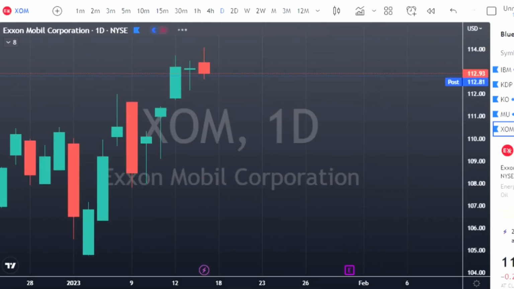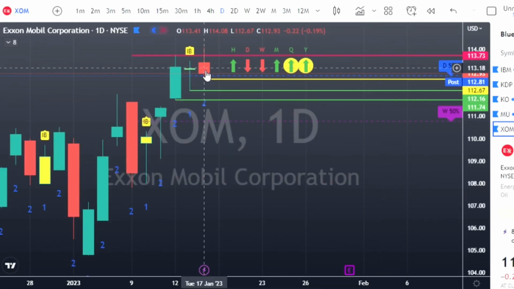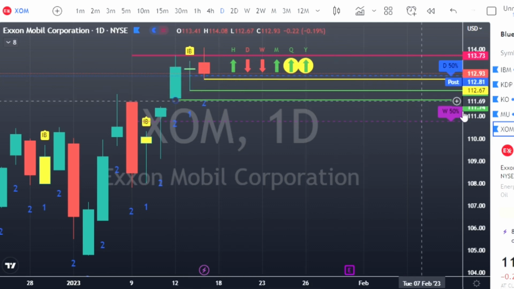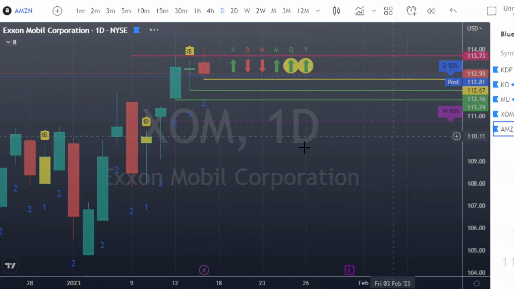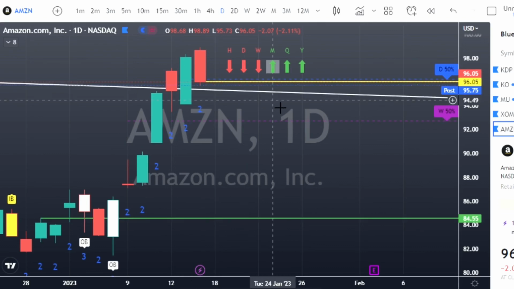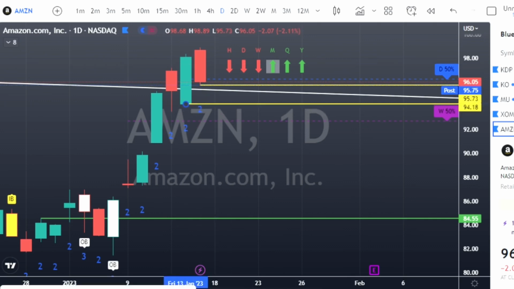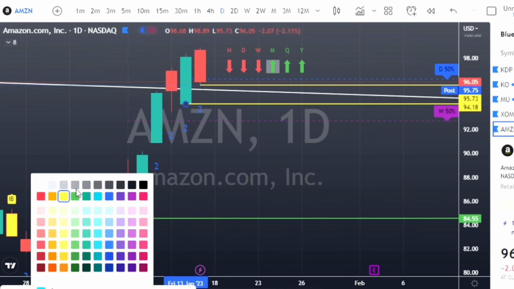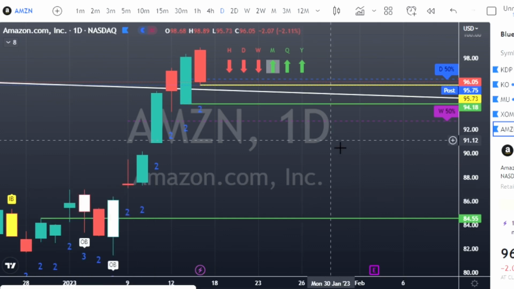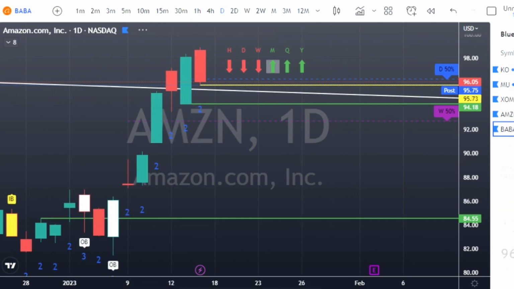We'll move on to XOM, 2 up, finished red, 122 rev strat, puts at 112.67. Amazon, 2 up red. So again, we'll look for puts here at 95.73, and let's mark out this target because I don't have it on there. We'll change it to green. My targets are always in green. And that first target is marked out at 94.18.